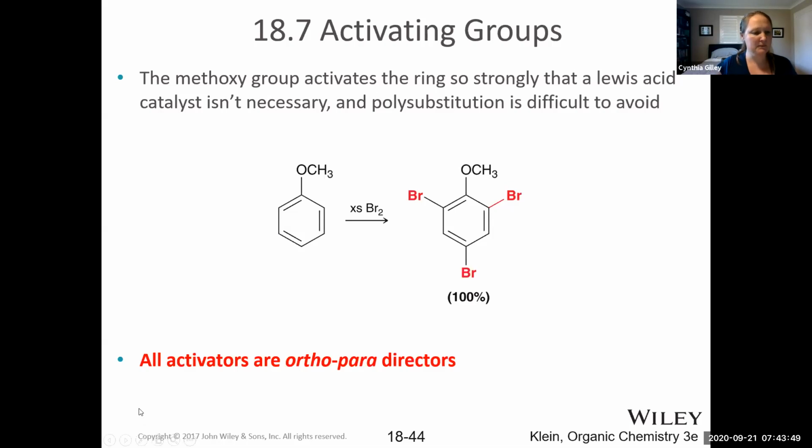Okay, so remember, all activators are ortho-para directors. That's extremely important. The methoxy group is an activating group because it makes the ring react faster than benzene. So it's just a rate comparison. And it's also an ortho-para director.